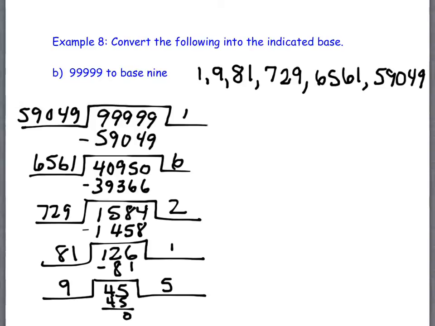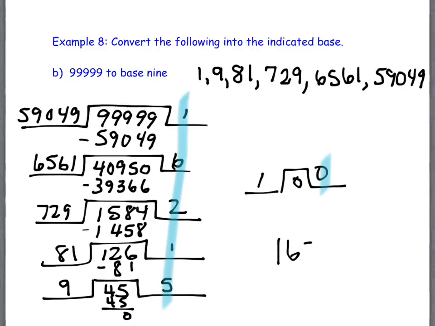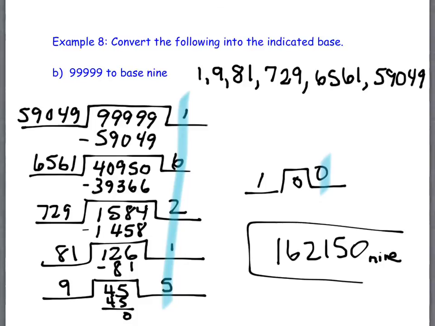And while I do recognize that I'm at 0 as my sort of remainder, I'm not done until I divide by 1. Sorry, I ran out of space. How many times does 1 go into 0? 0. Okay. All right, so my answer is here on the end. 162,150. Base 9.